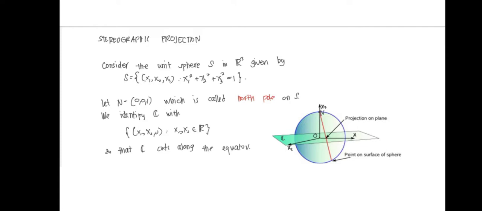So we have here the plane. As you can see, at the center of the circle we have the plane, and we can call this our complex plane.